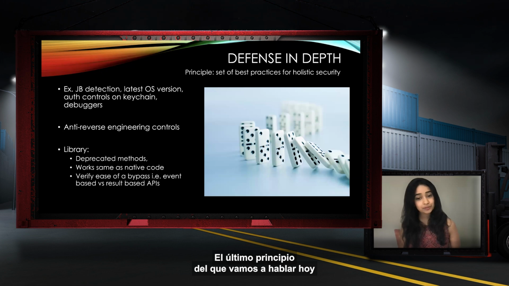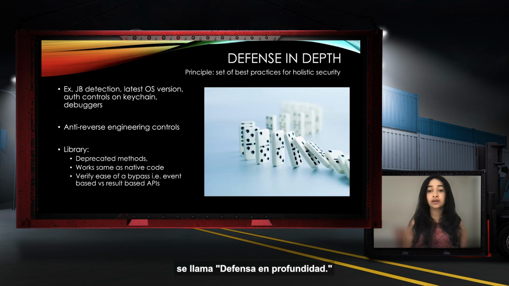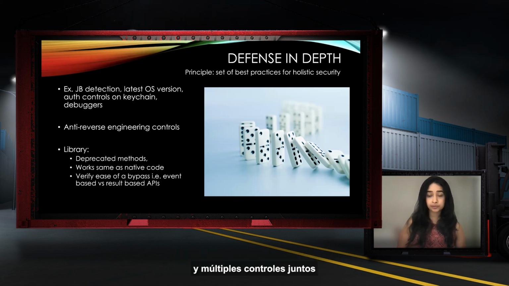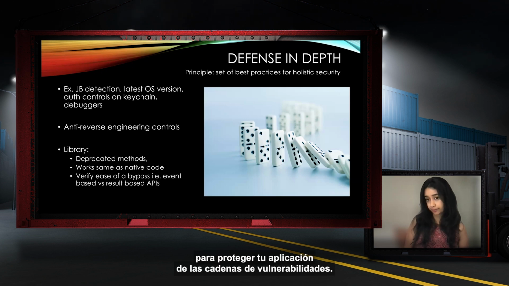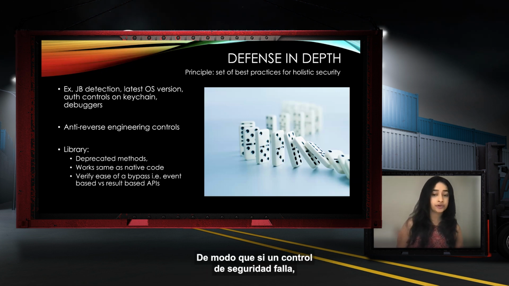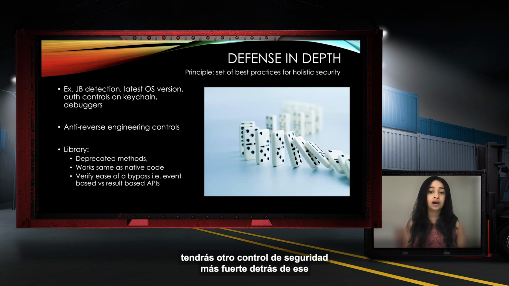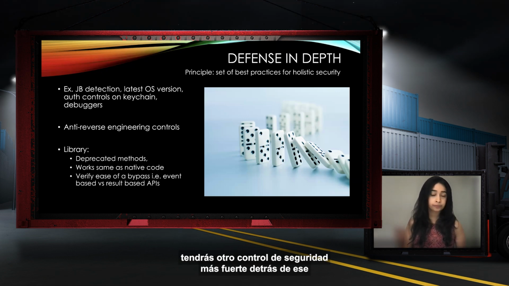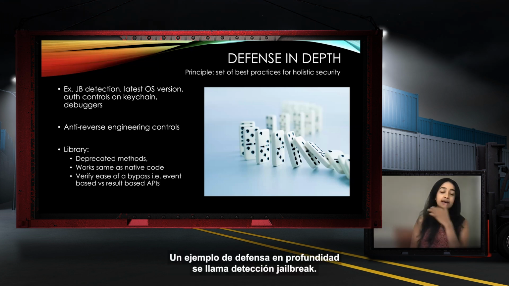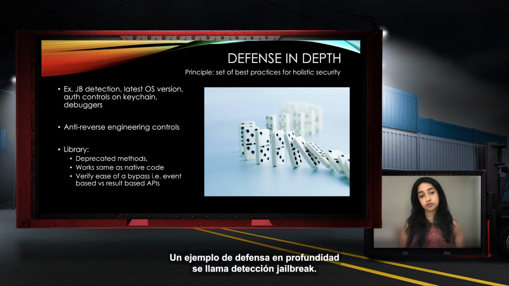The last principle we're going to talk about today is called defense in depth. And what it means is that you need to layer in multiple security controls together to protect your application from the chaining of vulnerabilities. So that if one security control fails, you have another stronger security control behind that one to protect you from such a domino effect. One example of a defense in depth security control is called jailbreak detection.